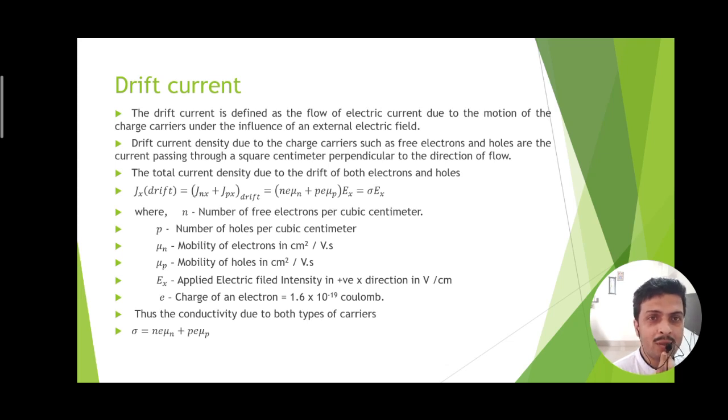The mobility of electrons and the mobility of holes in CGS are written in the unit of centimeter square per volt second. Electric field Ex is the applied external electric field intensity in the positive x direction, written with the unit volt per centimeter. And small e is the electron charge, which is 1.6 into 10 to the power minus 19 coulomb. Thus, the total mobility can be written by the equation given at the bottom.